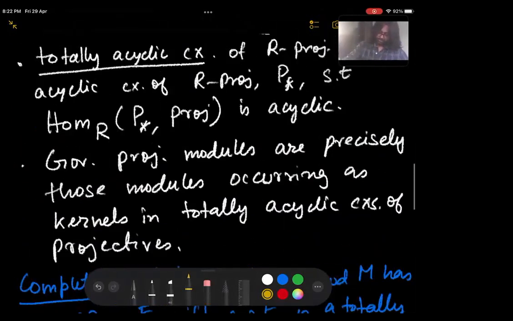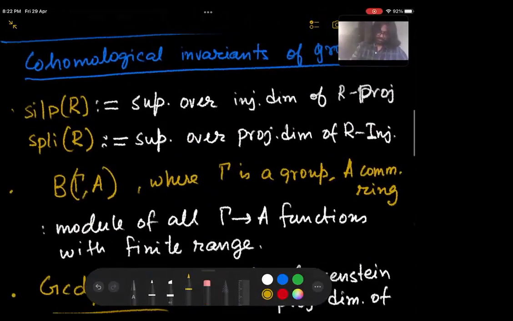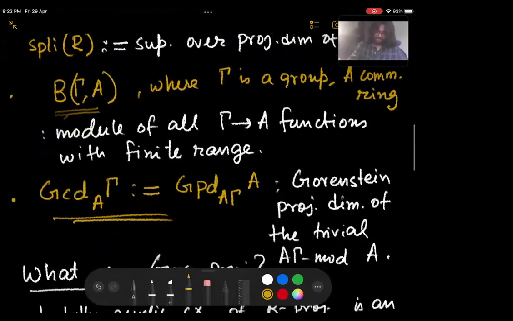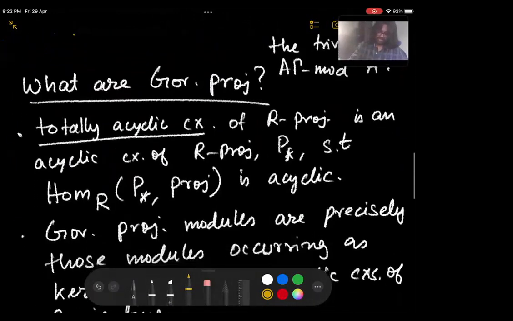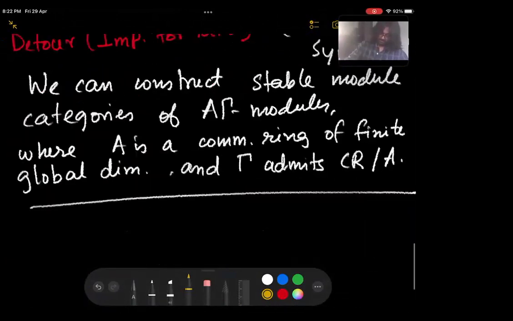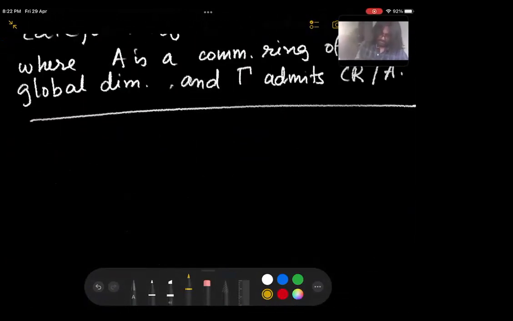So I've introduced Silp, Spli, then this module B gamma A. So here the invariant is the projective dimension of this module B gamma A as an A gamma module. And I've talked about GCD. I want to talk about another invariant. So invariants, continued. I'm going to talk about two more invariants, sorry.